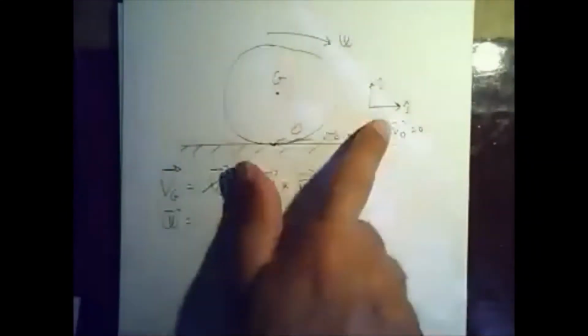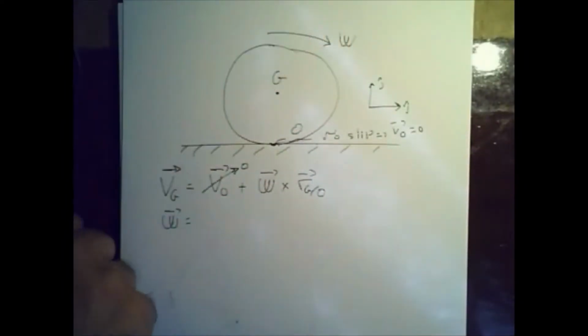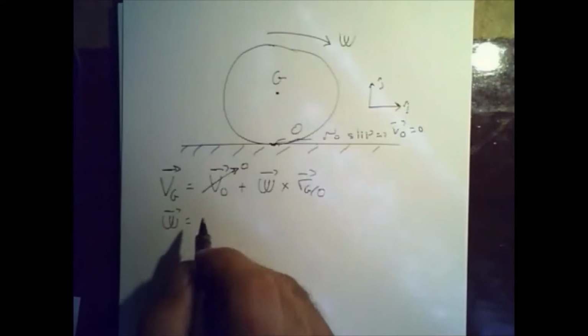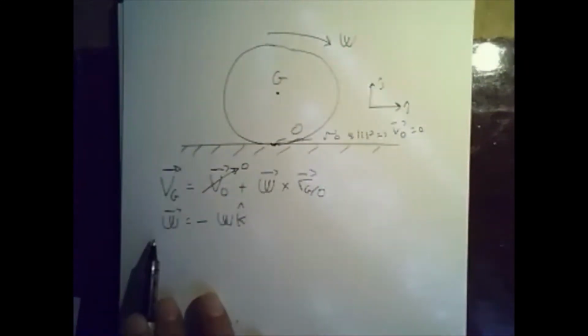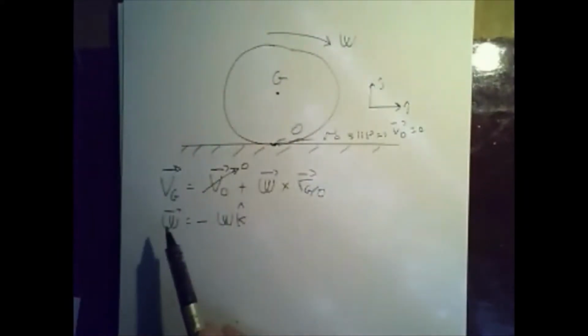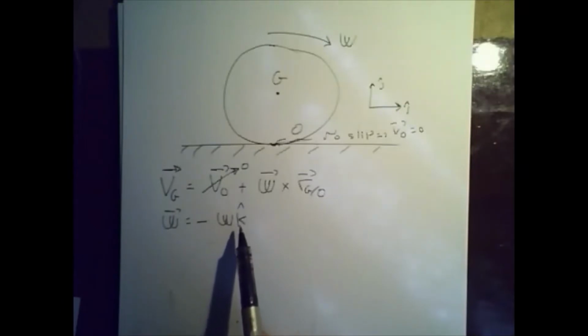Essentially you use the right-hand rule, which we described earlier. So this is your omega, and omega is going to be in the minus k direction. So omega is equal to minus omega k. We said the angular velocity is a vector, so I can always express omega as minus omega k. Is that clear? Yes. All right.